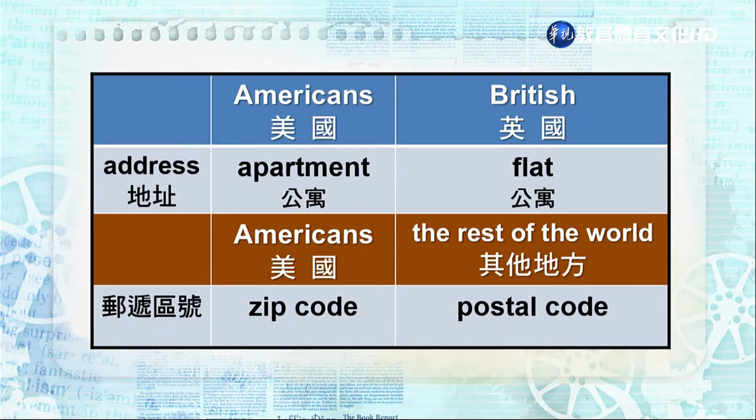Americans will use the word apartment, while British will use the word flat. Americans also use the word zip code, and pretty much the rest of the world says postal code.